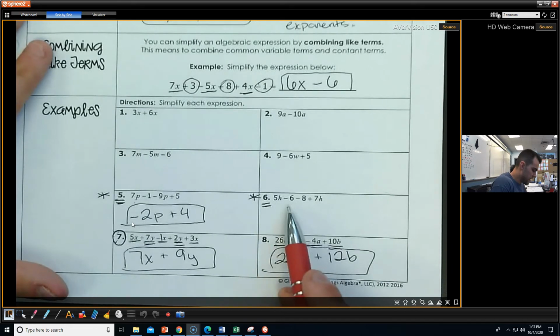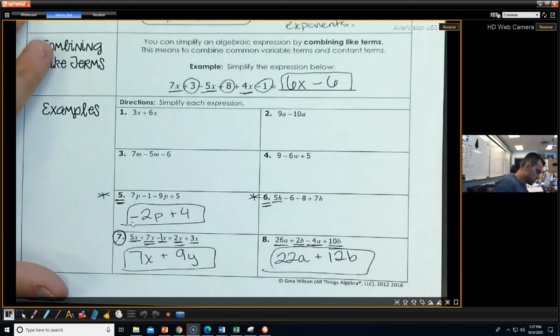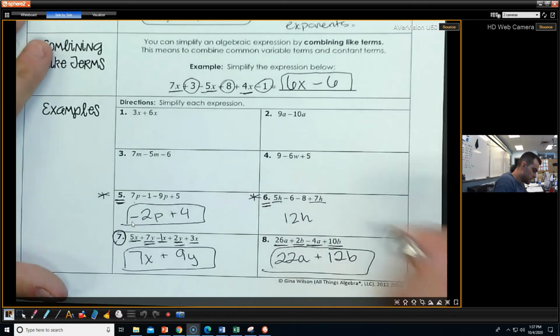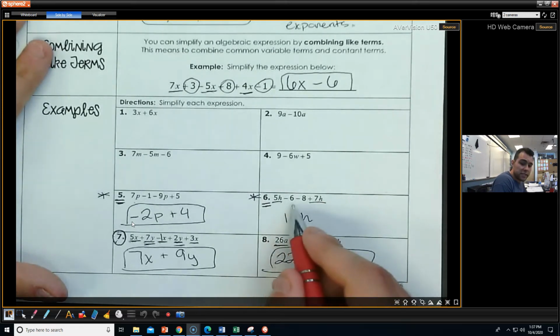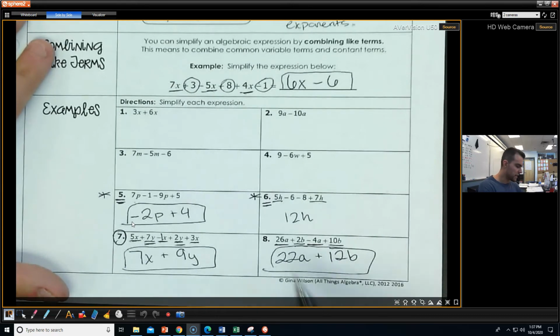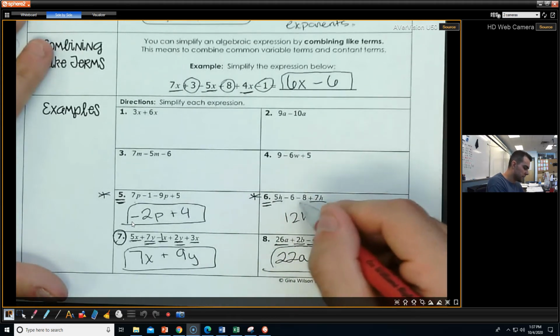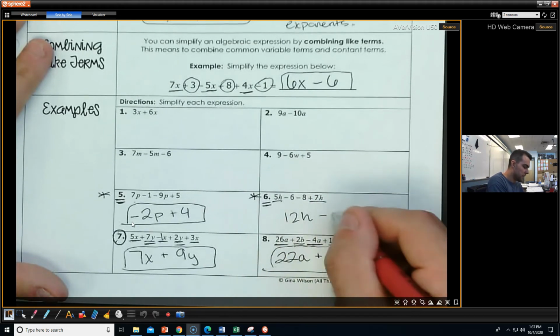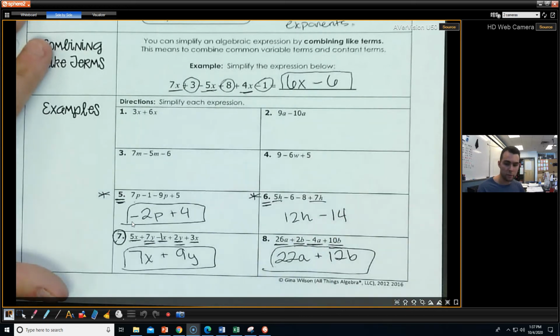So right here we have 5h plus 7h. That'll give us 12h. And then we also have negative 6 minus 8. The signs are the same, so we're going to add 6 and 8. We get 14. And since they're the same sign, we're going to just keep the negative. And we get minus 14.